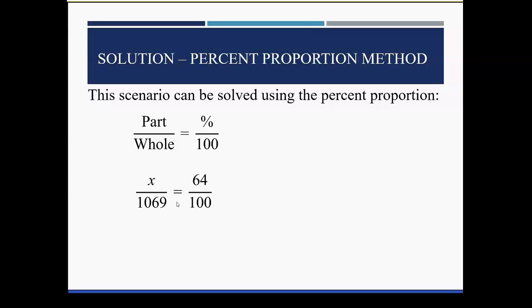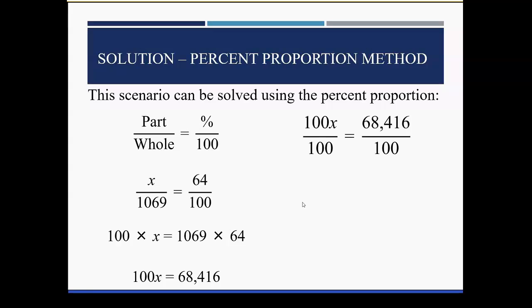Next, I cross multiply, so it'll be 100 times x has to be equal to 1,069 times 64. Then I simplified over here on this side and multiplied this over here on the right. 100 times x is just 100x, and 1,069 times 64 gave me 68,416. Then my final step, since I want to isolate my x, I divided both sides by 100. That way my hundreds over here will cancel, and x will be by itself. And then this is my answer after I divided by 100.